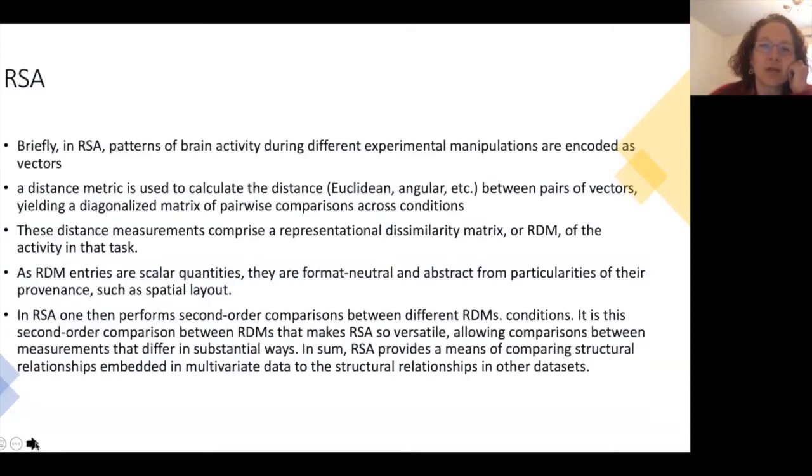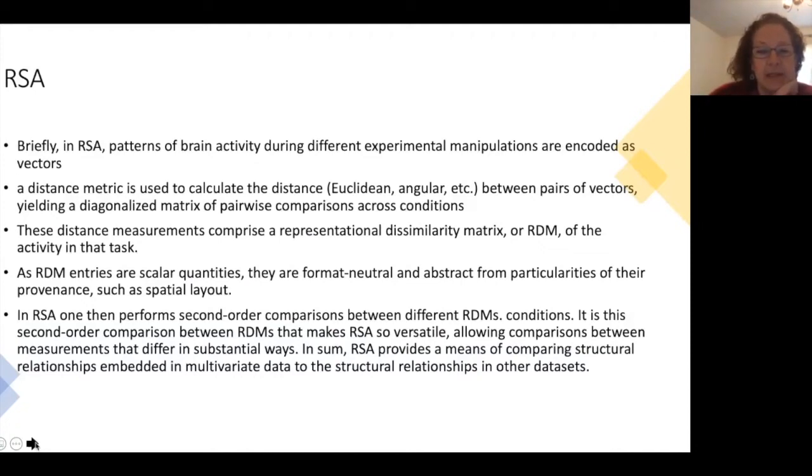So essentially what you do in RSA is you take different patterns of brain activity. So you're looking at, let's say, a series of voxels and activation values, and you encode those as vectors. And then you can use a distance metric to look at the distance between pairs of vectors. And you do this across, let's say, a series of stimuli, and you can look then at the differences in the distances across different pairs of stimuli and construct a diagonalized matrix of pairwise comparisons by doing this. And this is called the representational dissimilarity matrix, or RDM, of that task.